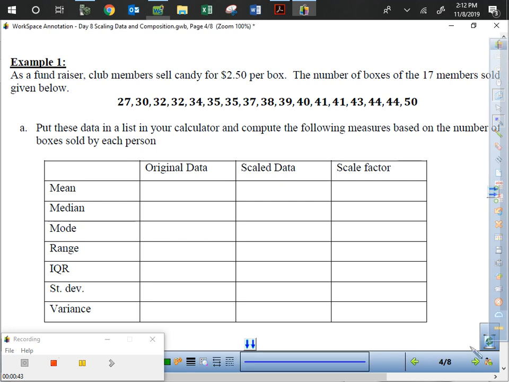It says, as a fundraiser, club members are selling candy for $2.50 per box. The number of boxes of the 17 members who sold the candy are given in this list. So that's 27 boxes, 30 boxes, and so on. Our job is to find the original statistics for this set so that we can see what scaling it by our money actually does for us. So, what I want you to do is pause the video and put all of these numbers in list 1 so that we can find some of these stats.